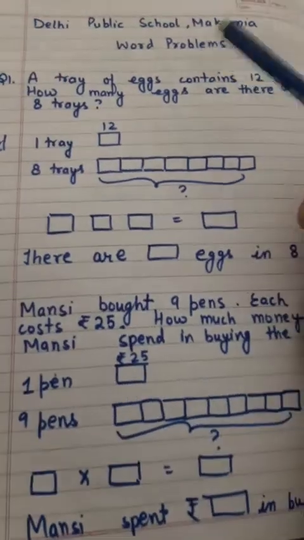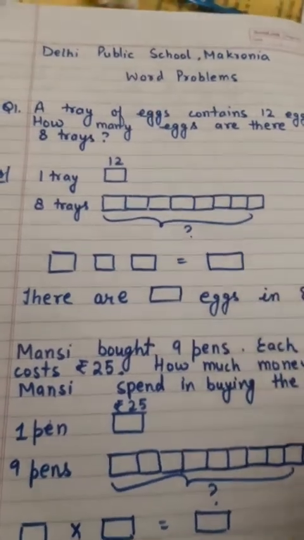Good evening, students. So far we have learned about multiplication of a two-digit number by a two-digit number, and multiplication of a three-digit number by a two-digit number. Now it's time to solve some word problems. So now we will discuss word problems.